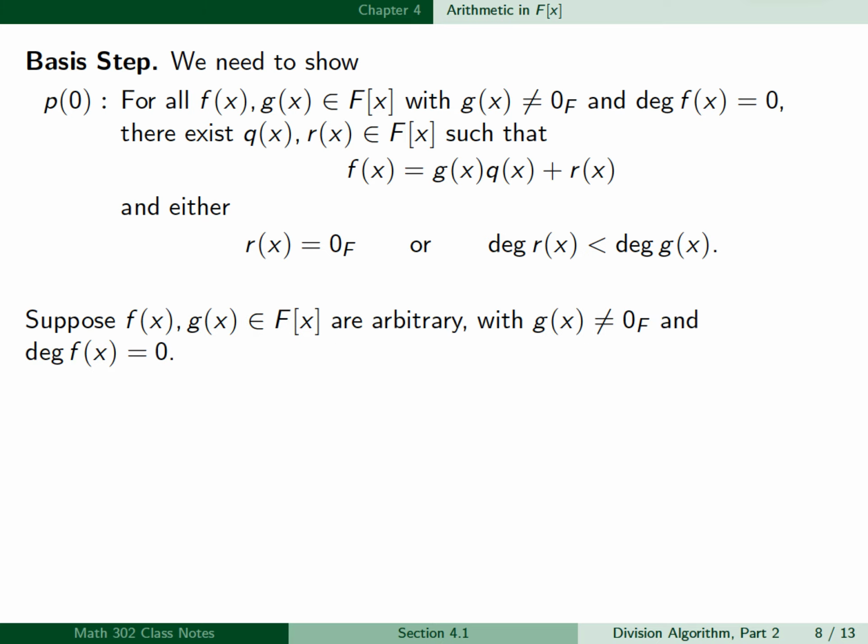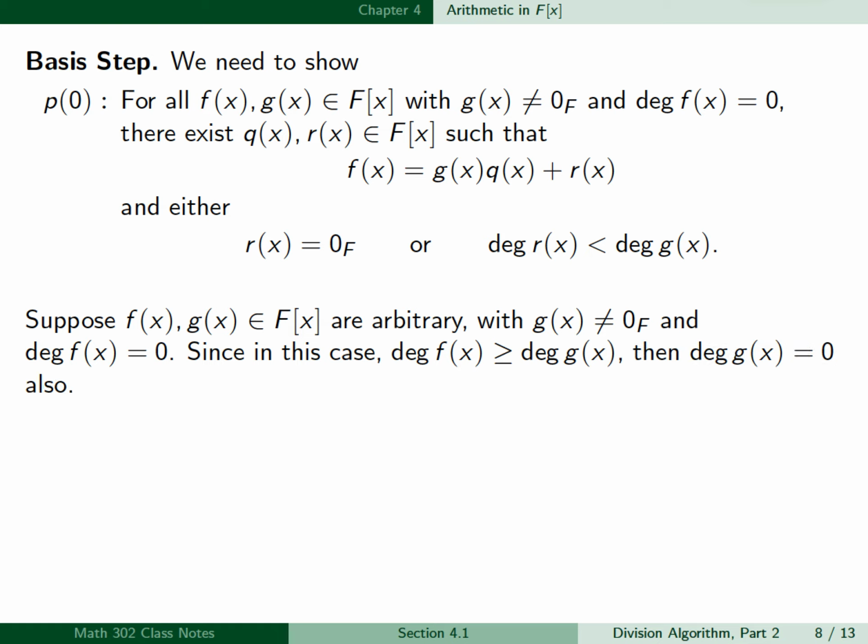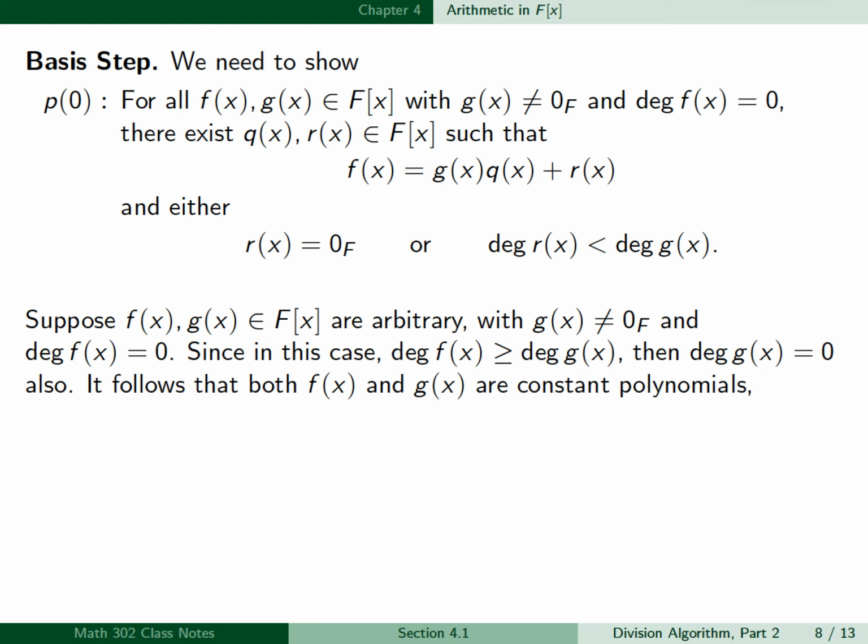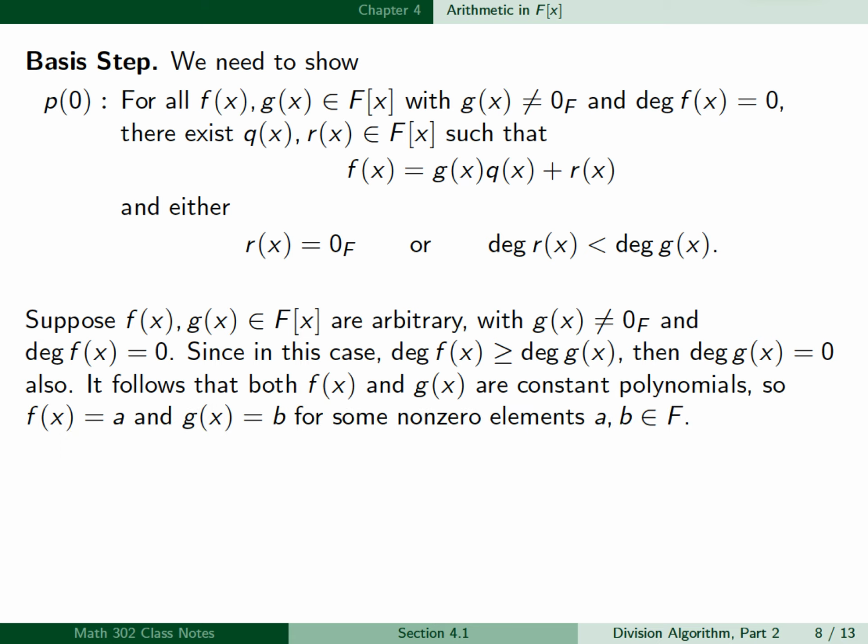So to prove P(0), we'll suppose f(x) and g(x) in F[x] are arbitrary, with g(x) not equal to 0, and the degree of f(x) is equal to 0. Since this is case 2, the degree of f(x) is greater than or equal to the degree of g(x), then the degree of g(x) is equal to 0 also. It follows that both f(x) and g(x) are constant polynomials since they both have degree 0. So f(x) is equal to a and g(x) is equal to b for some non-zero elements a and b in F.